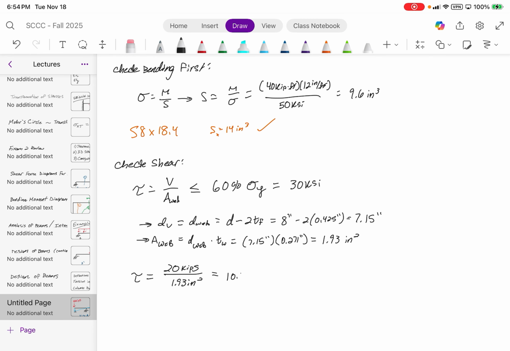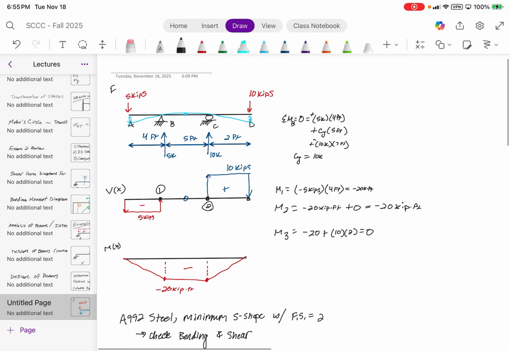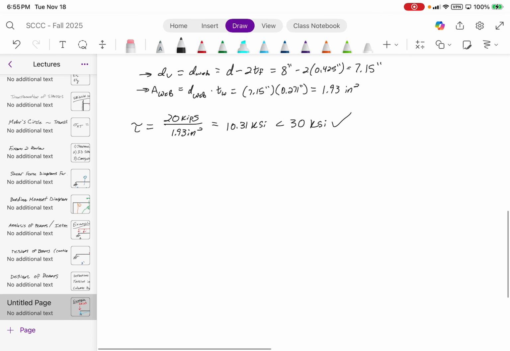10.39 KSI. And because that's less than 30 KSI, we're good. So our shape works. Make sense? Awesome. So this was an example. All right.